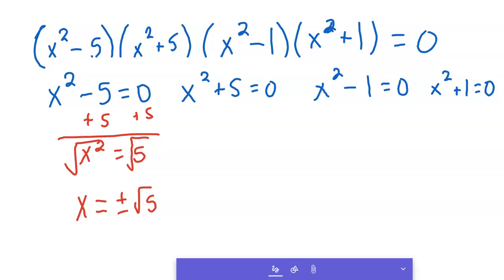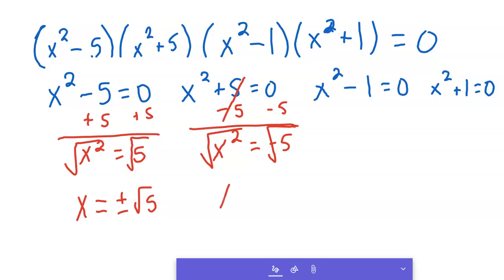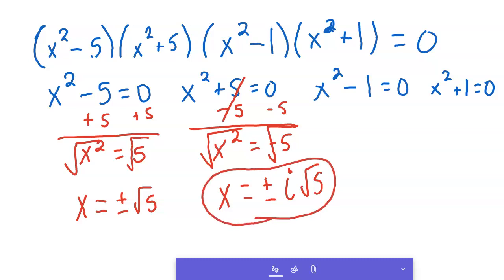That one's good. This one you would also do the same, subtracting 5 from both sides, so x squared equals negative 5. You root both sides, and in this case x equals plus or minus, now it's the square root of a negative, so it'd be i root 5. So you've got a couple of imaginary roots in that case. Now we're up to 4 different roots: plus or minus root 5, plus or minus i root 5. Then we'll just keep going with the rest of these.